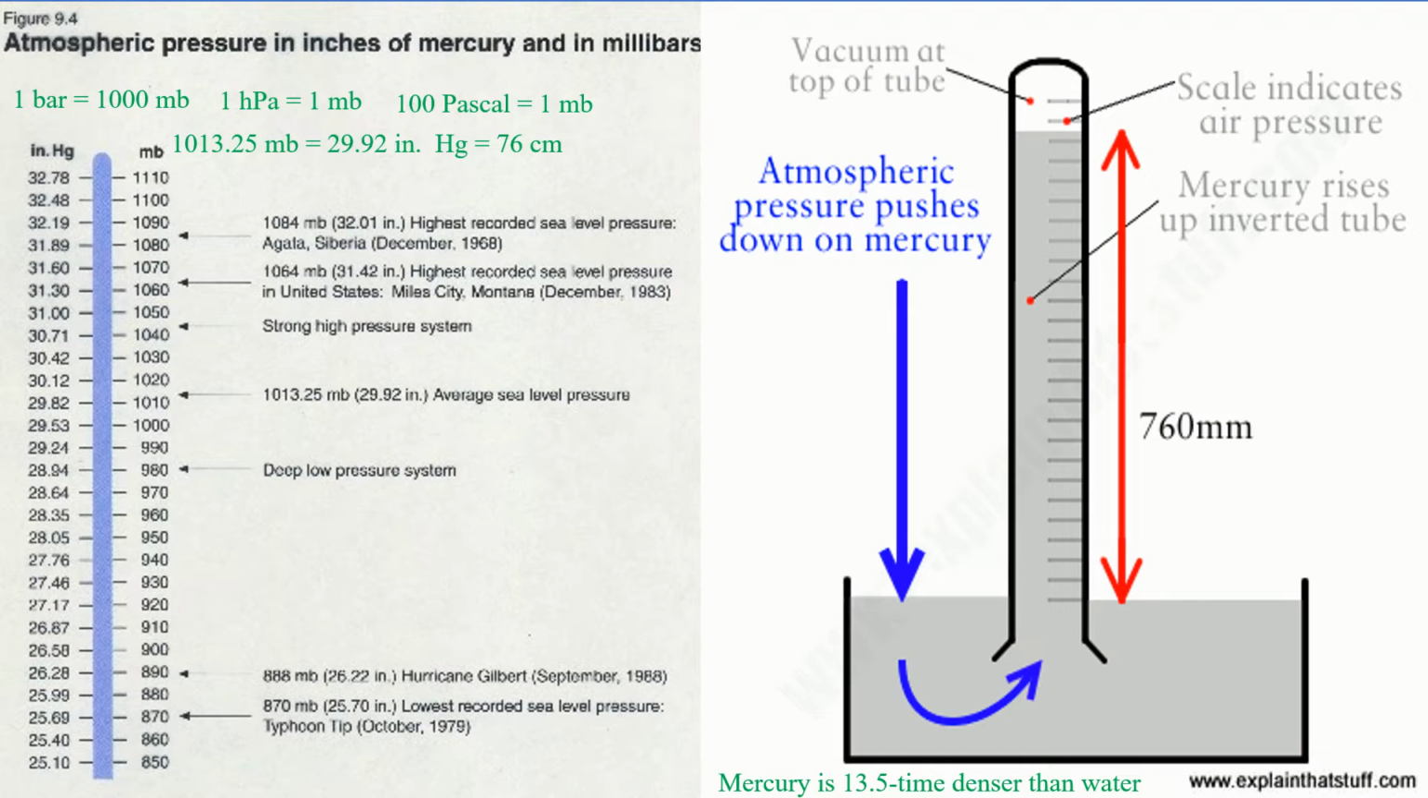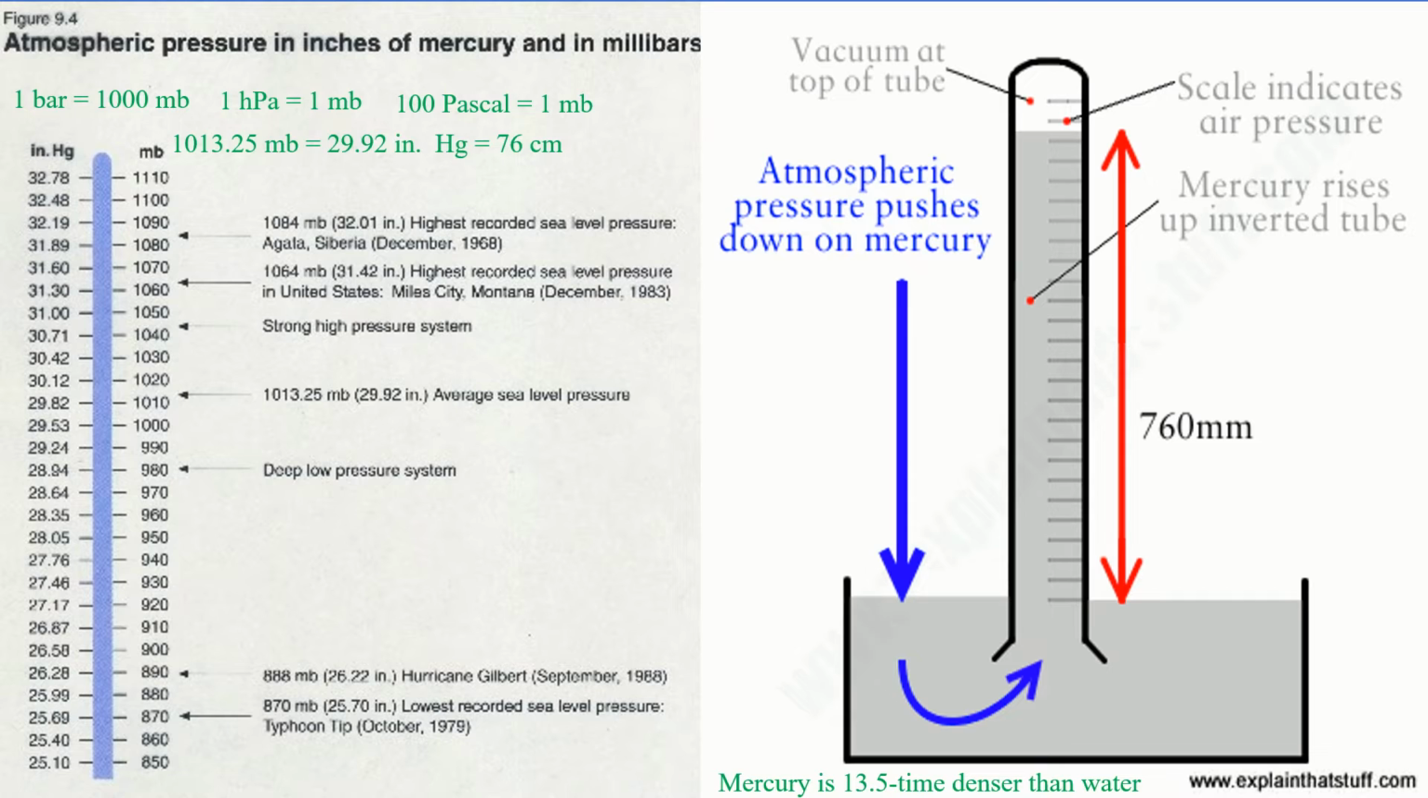The bar is a relatively large unit, and we know that surface pressure changes are normally of a smaller amount. The unit of pressure commonly found on a surface weather map is called the millibar. So 1 bar is equal to 1000 millibars.